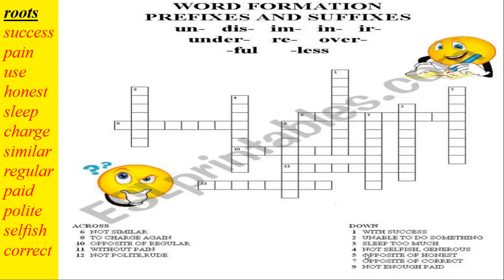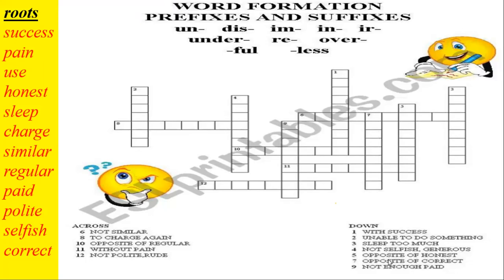Then the fourth one downwards, not selfish, generous. You have to make use of a negative prefix actually. Here: un, im, in, ir. You have to choose from this list to form a negative, to give a negative sense. What do you think? Unselfish. Yeah, very good. Unselfish.